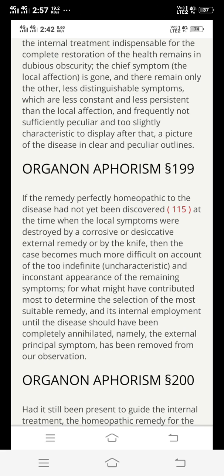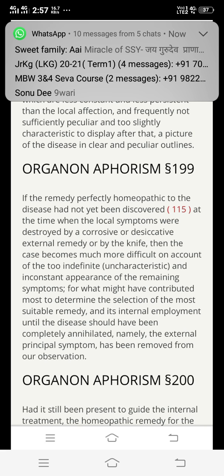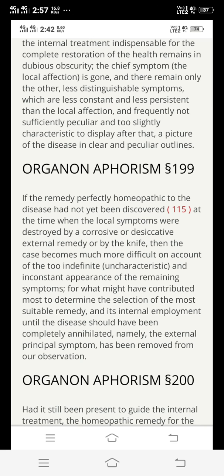For what might have contributed most to determine the selection of the most suitable remedy and its internal employment until the disease should have been completely annihilated, namely the external principal symptom, has been removed from our observation.